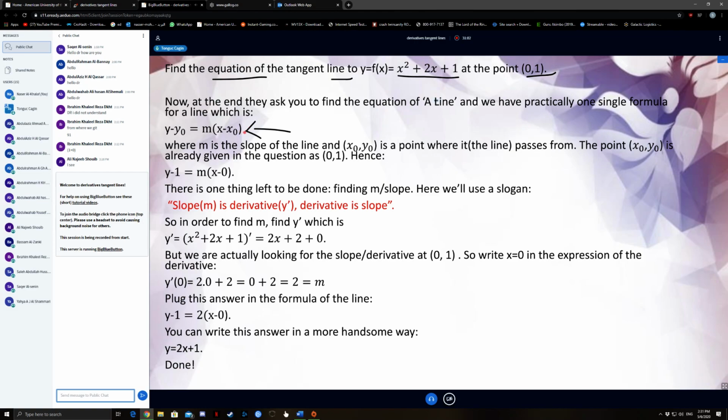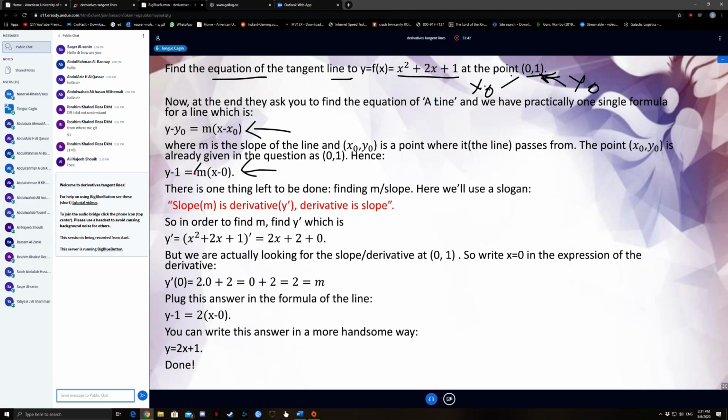But when I start solving the question and look for this x0 and y0, they are already given in the question. They already give you a point, and they have to give you a point, for you to solve the question, where the line passes from. So this is your x0. It is always given in the question. And this is your y0. It's always given in the question. So please directly write them in this formula. If you write 0 instead of x0 and 1 instead of y0, there you go. That's the equation of the line, almost done.